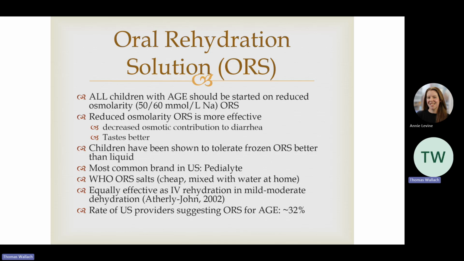In the US, the most common brand you're going to see is Pedialyte, but you can mix this very easily at home with common kitchen ingredients, and it is amazingly effective. Nobody in the US recommends this to patients, not in the least. It doesn't happen. This number has basically not changed. We still see an overwhelming amount of IV use for gastroenteritis with dehydration in the US, and it's really dumb because it doesn't work any better.